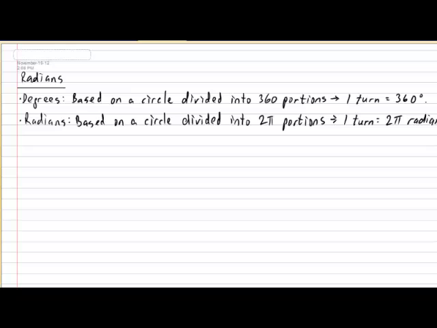And this leads us to perhaps one of the most important equivalencies when discussing radians, the fact that 360 degrees is the same as 2 pi radians. Knowing this very important equivalency can help us determine other very common equivalencies between degrees and radians.